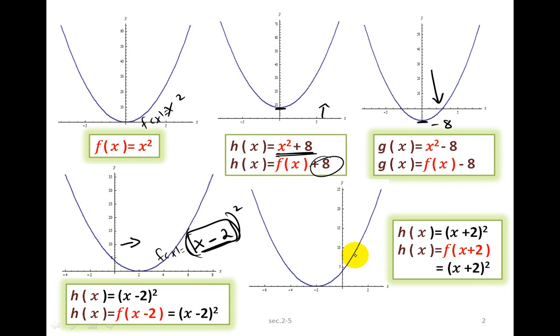Okay, what if you want to shift the graph 2 units to the left? If you want to take it 2 units to the left, you're going to add these 2 units here. So your function is going to be x plus 2 the whole squared. Good. Okay.